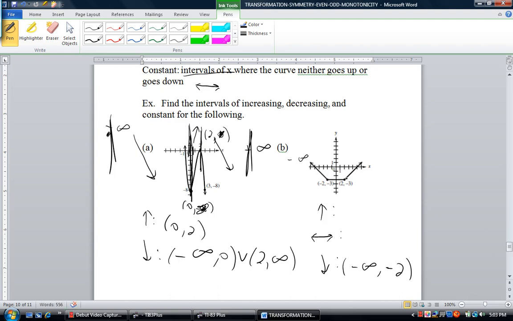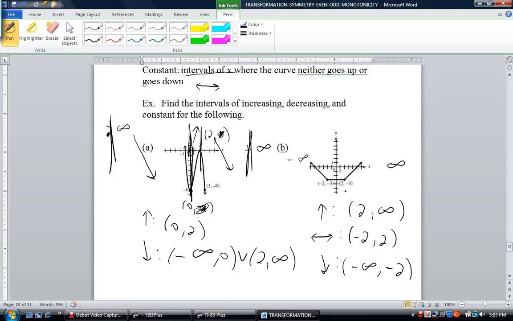And then from negative 2 to positive 2, these points were already labeled for me, so I don't have to label them. From negative 2 to 2, it's a constant. This is an interval, it's not a point, it's an interval. And then from 2 to positive infinity, it's always going back up. 2 to infinity. And that's it.